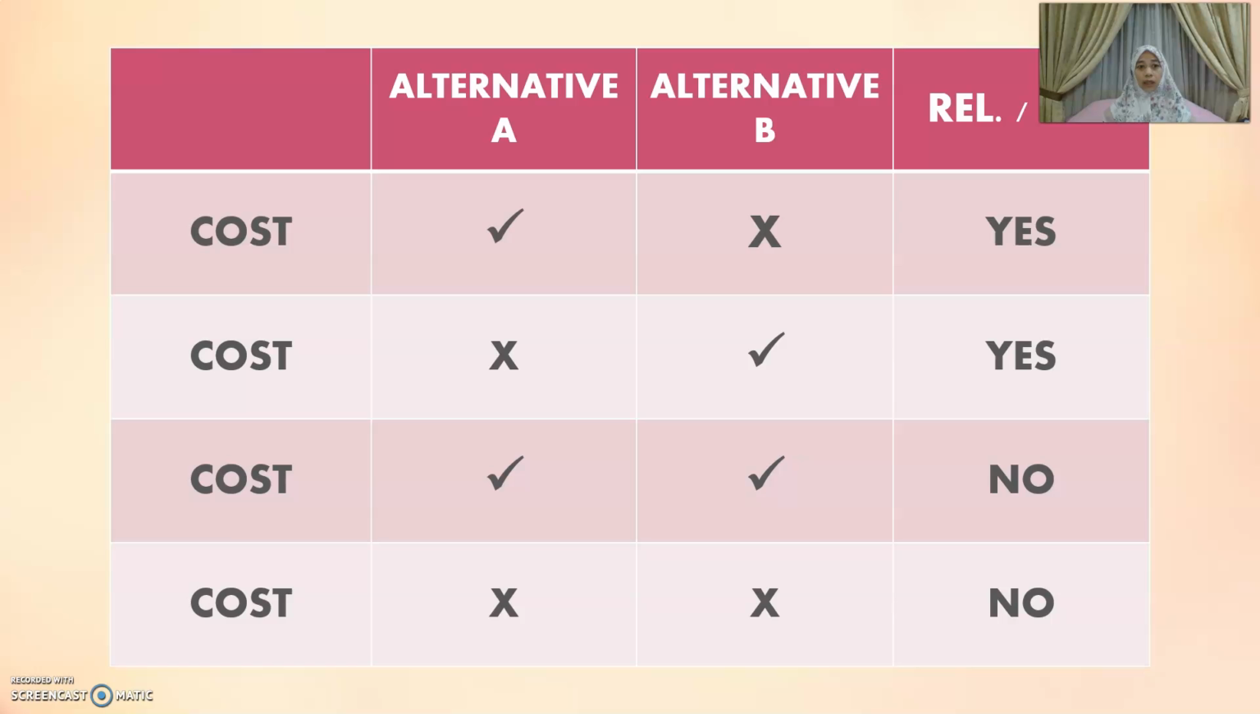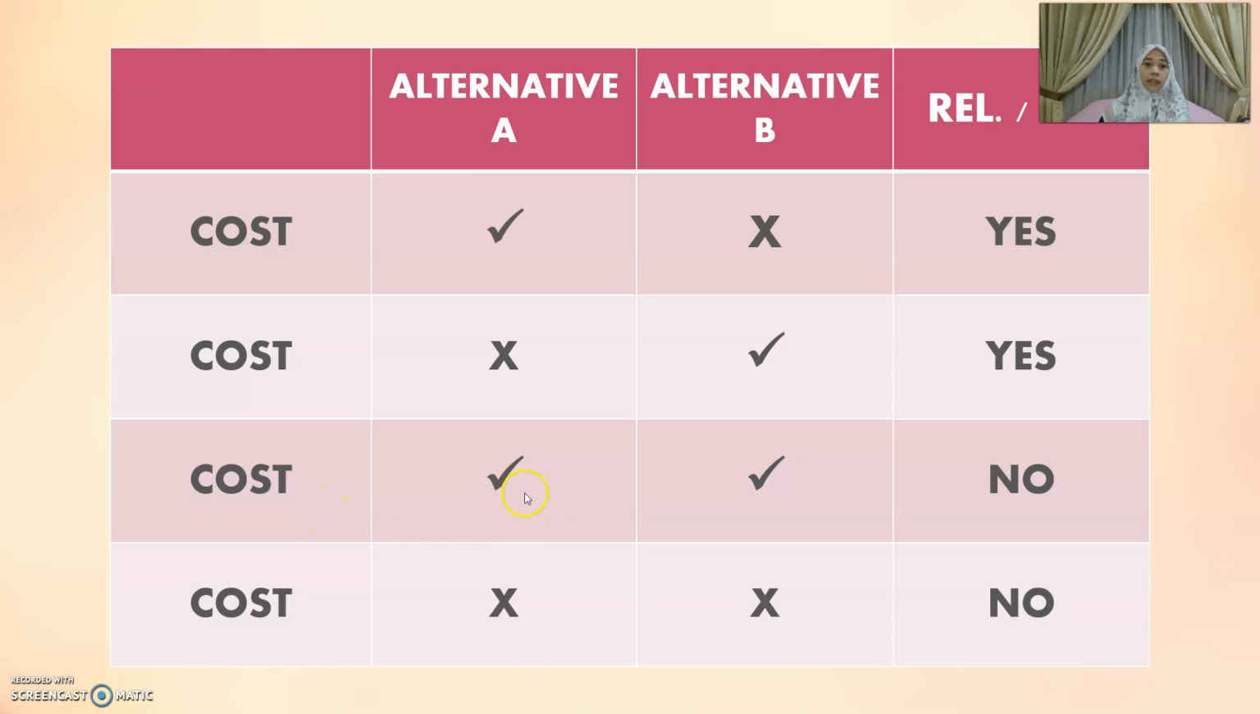So as a summary, for example, if you look at the alternatives that you have, alternative A and alternative B. If that particular cost you have to incur if you choose alternative A and you don't have to incur if you choose alternative B, then in that scenario, that cost is considered as a relevant cost. If that cost you don't have to incur for alternative A and you have to incur that cost for alternative B, then that cost is considered as relevant.